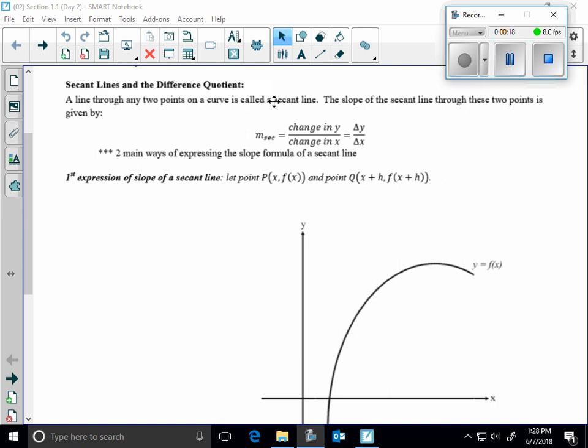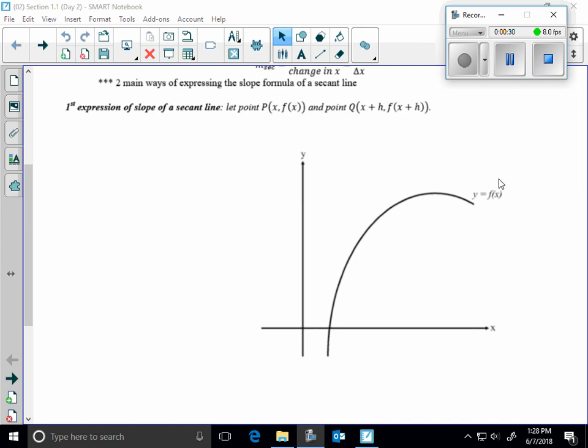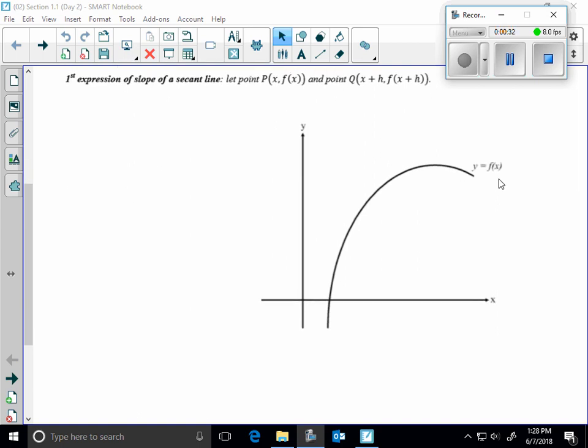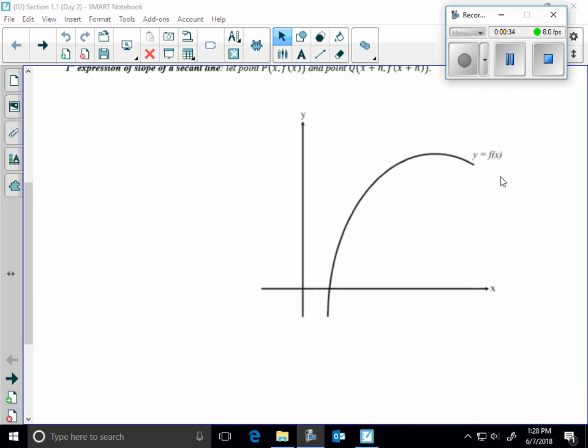A line through any 2 points on a curve is called a secant line. The slope of the secant line through these 2 points is given by, well, our slope equation. There's 2 main ways for us to express the slope formula of a secant line. We're going to look at both of those right now. Let's look at the first one, and then the second one we'll look at on the next page.